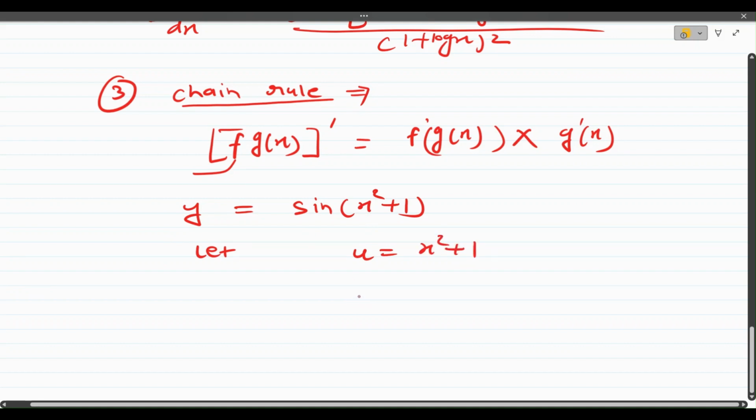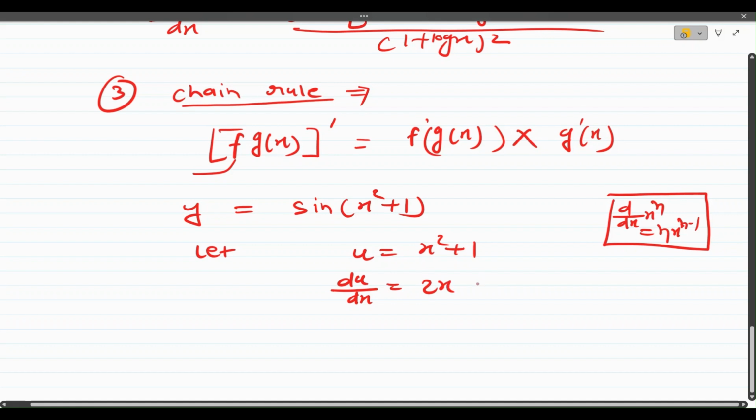Now we differentiate both sides with respect to x, so we get du over dx. The differentiation of x squared will be done by the rule for x to the power of n, which is n x to the power of n minus 1. So that's 2x. 1 is a constant value and the differentiation of a constant value is 0. So we get du over dx equal to 2x.